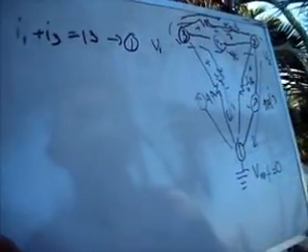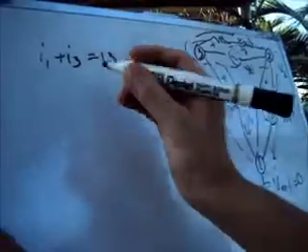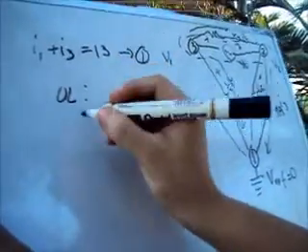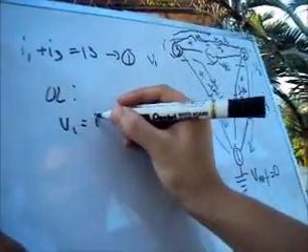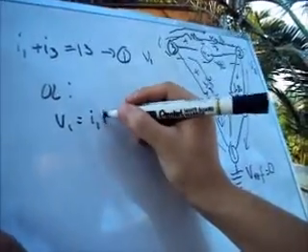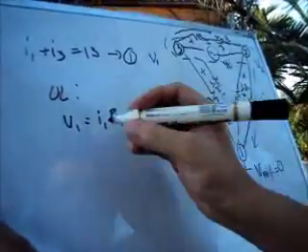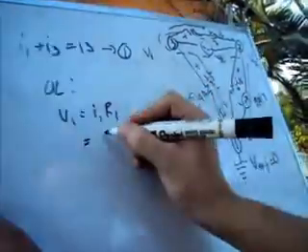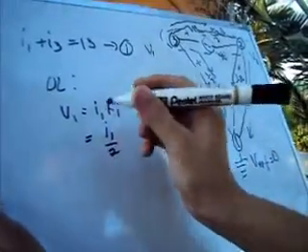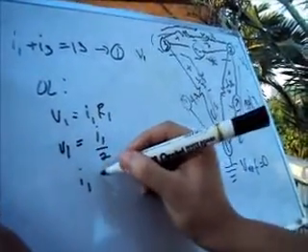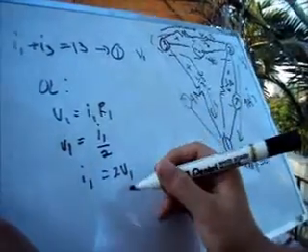Solving two unknowns, we need two equations. So we have our V1 and V2. Using Ohm's law, V1 is equal to I1 R1. Our R1 is 1/2. So I1 is equal to 2 V1.